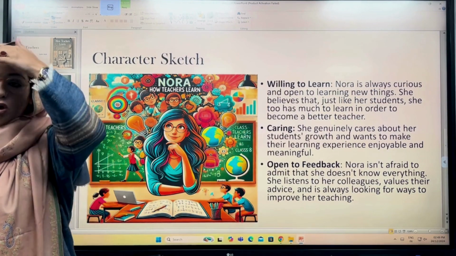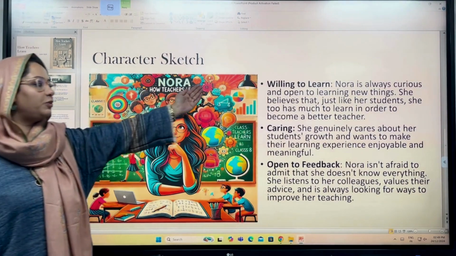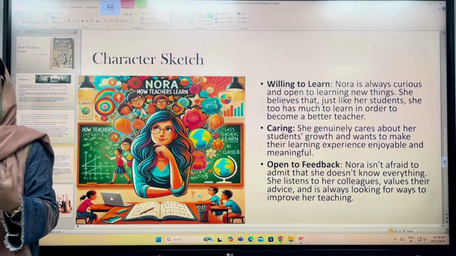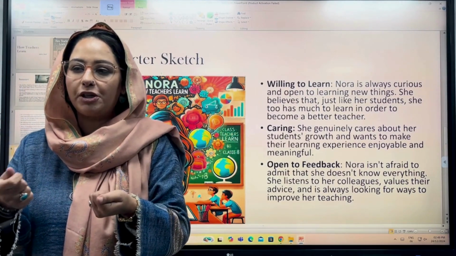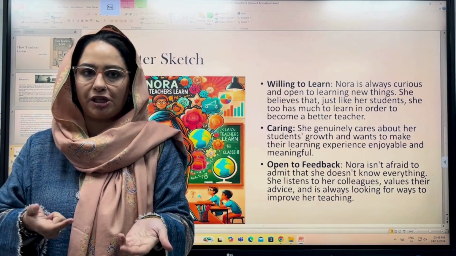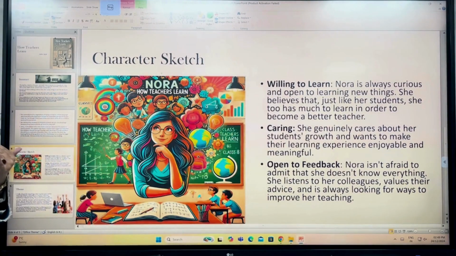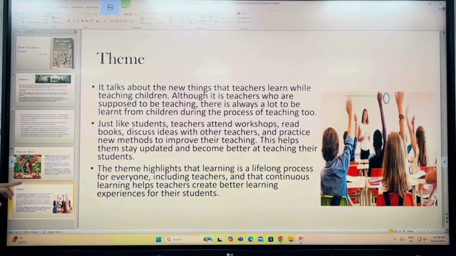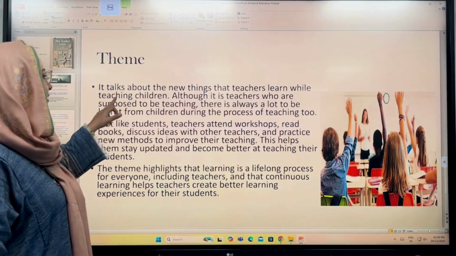So all of you as students should remember that you should be willing to learn, you should be very caring, and you should be open to feedback. If a teacher tells you to improve on a certain point, you have to improve and take the help of the teacher to improve yourself further. You should be caring, because if we are not caring towards each other, if you're not kind, you're not able to learn.